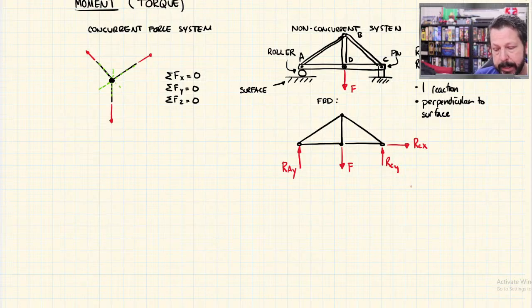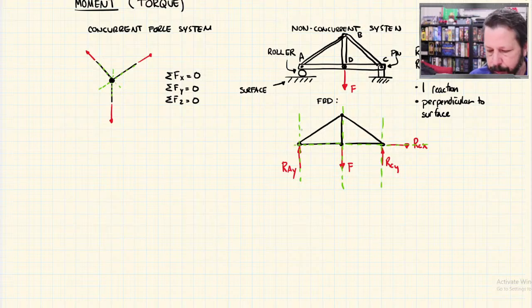So the problem here is that this little free body diagram is a non-concurrent force system, because I can't look at the left side of the page where all the lines of action meet at a common point. If I were to draw all my lines of action here, I've got this one, got that line of action, got that line of action, and I've got this line of action.